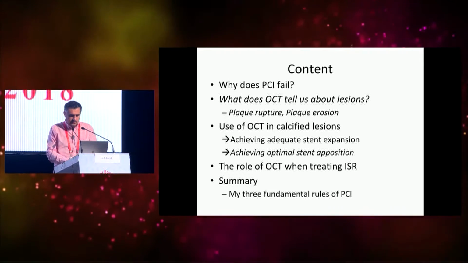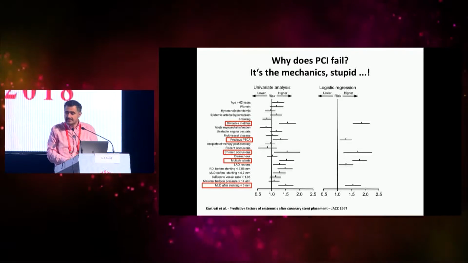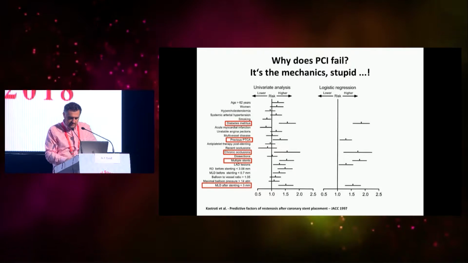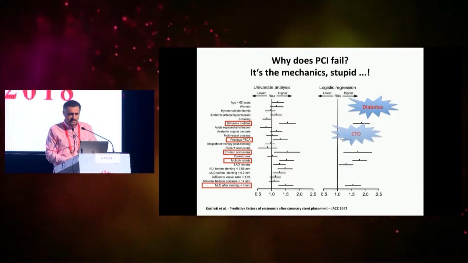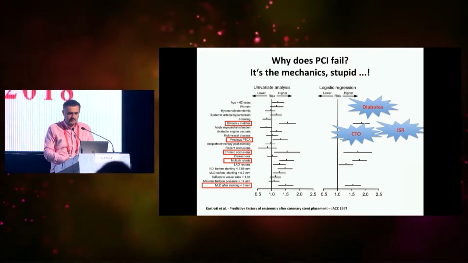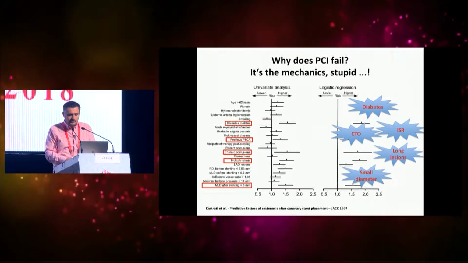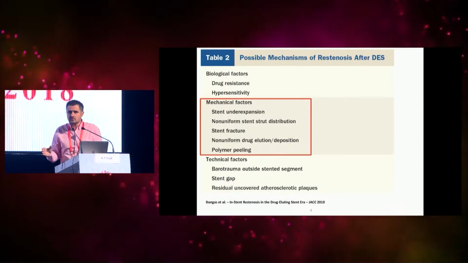First, maybe if we recall why does actually PCI fail, and there are clearly the identified factors which have been known for 20 years. Castrati described this here. So it's diabetes, it's chronic occlusions, it's in-stent restenosis, it's long lesions, and it's small diameter. And this hasn't really changed in the era of drug-eluting stents.